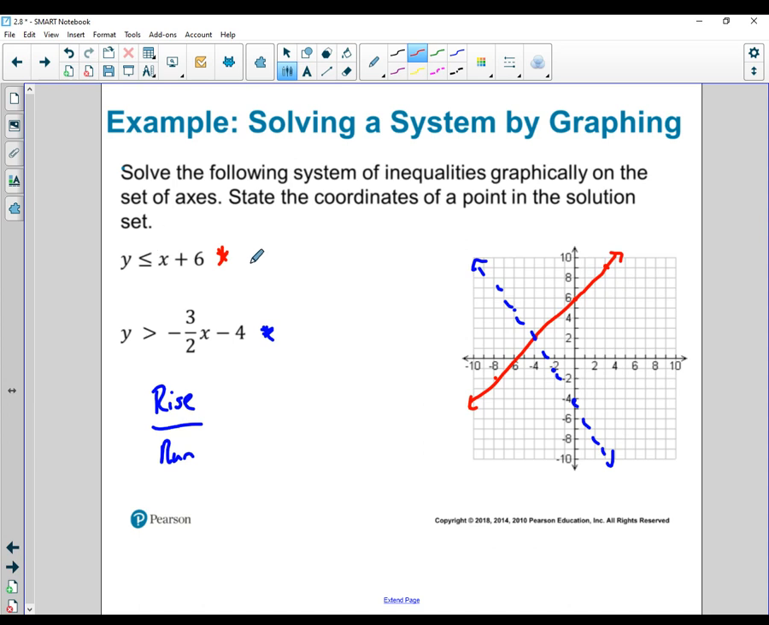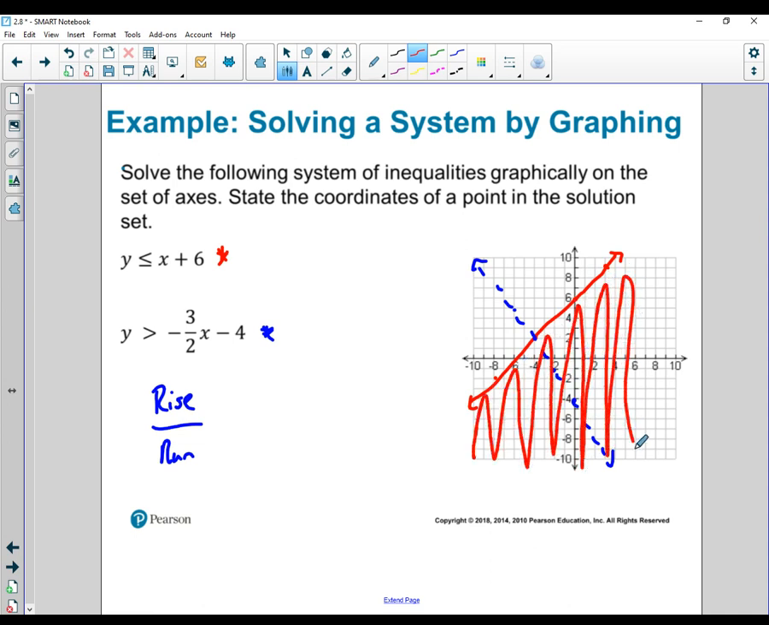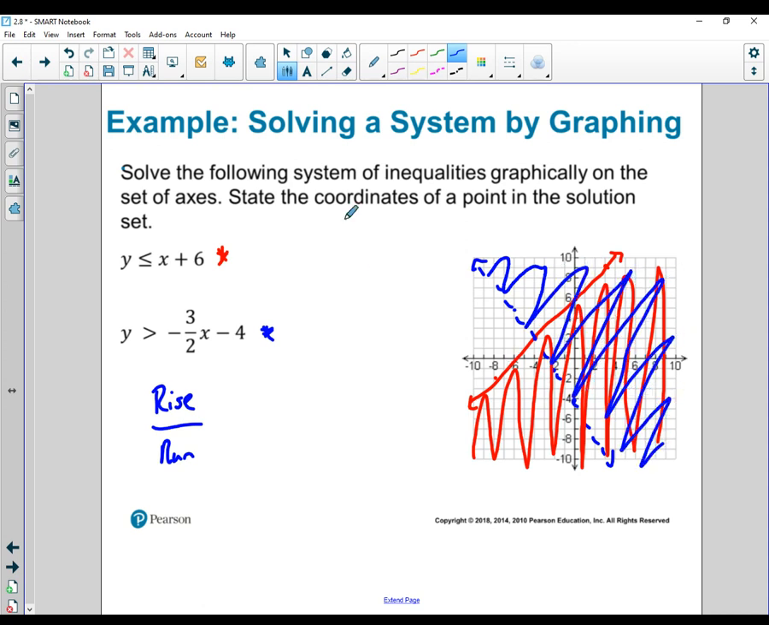Now I can shade. So this red line, I want all the y values less than or equal to this line. So that's going to be all the y values below. And now y is greater than this blue line, so I want all the y values greater than this blue line. That's going to be everything above the blue line. And Delta Math shades it nicely for you. And then we want the double shaded area, where they're both shaded, or in this green, right?